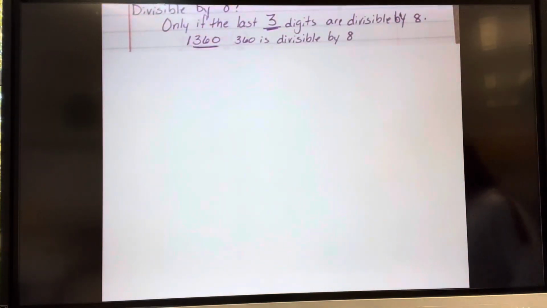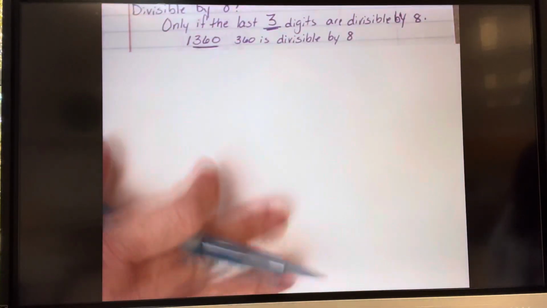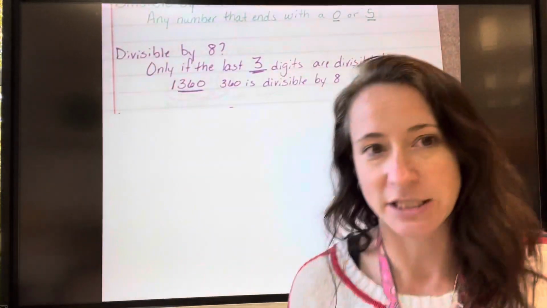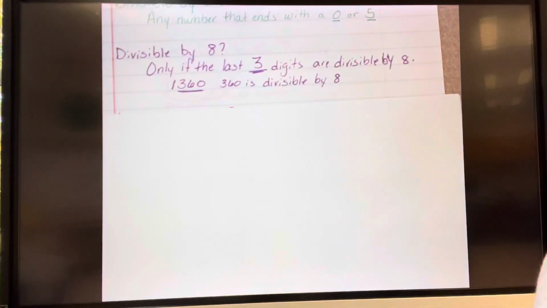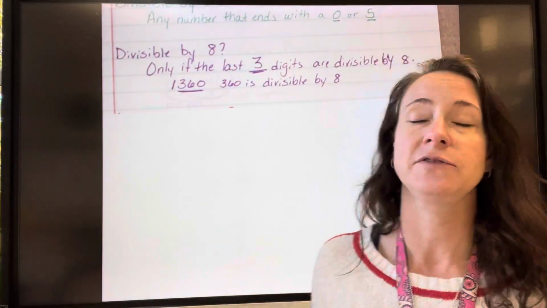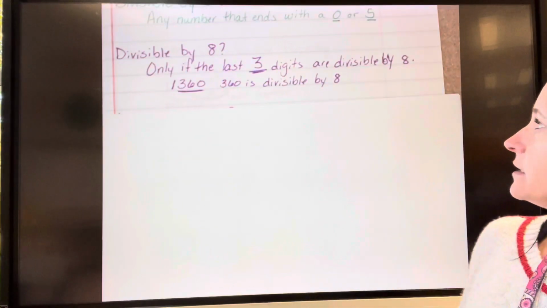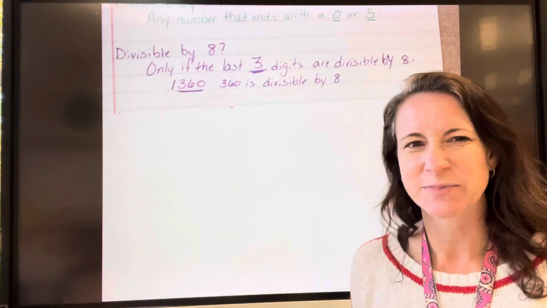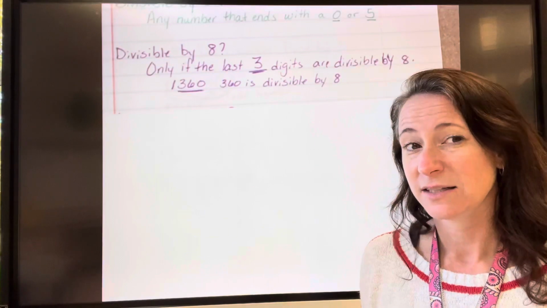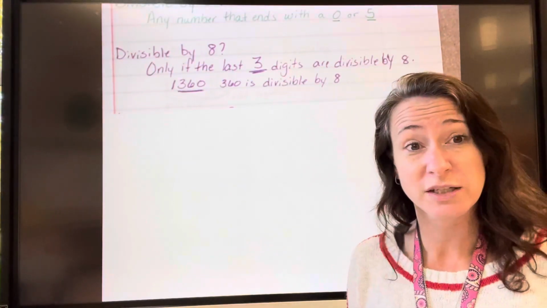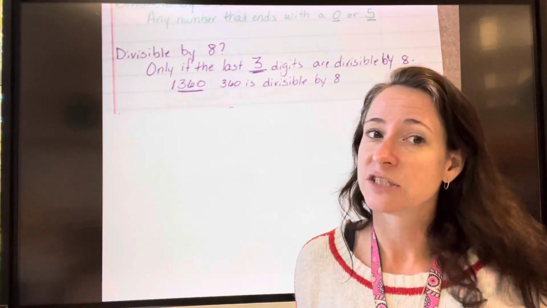How do we know if it's divisible by 8? Well, you look at the last 3 digits. If the last 3 digits all the way to the right are divisible by 8, then the whole number is divisible by 8. And I just kind of gave an example. 8's kind of tricky. 3 numbers makes it a little more difficult because it makes it a larger number. We like to work with 1 and 2 digit numbers, but 3 digits get a little crazy.